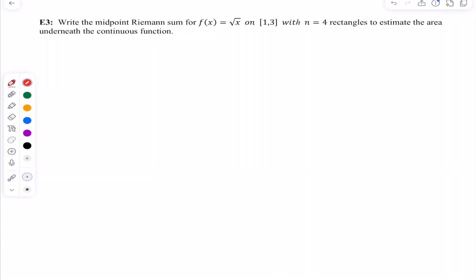What could be a better estimate than a left endpoint Riemann sum or a right endpoint Riemann sum? In many cases, the midpoint Riemann sum could provide this better estimate. Let's look at a very famous algebra function, the square root of x, on the interval from 1 to 3.